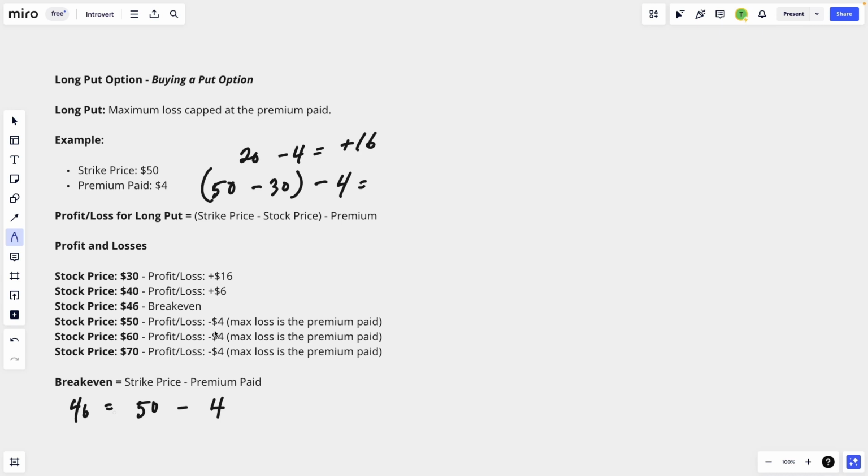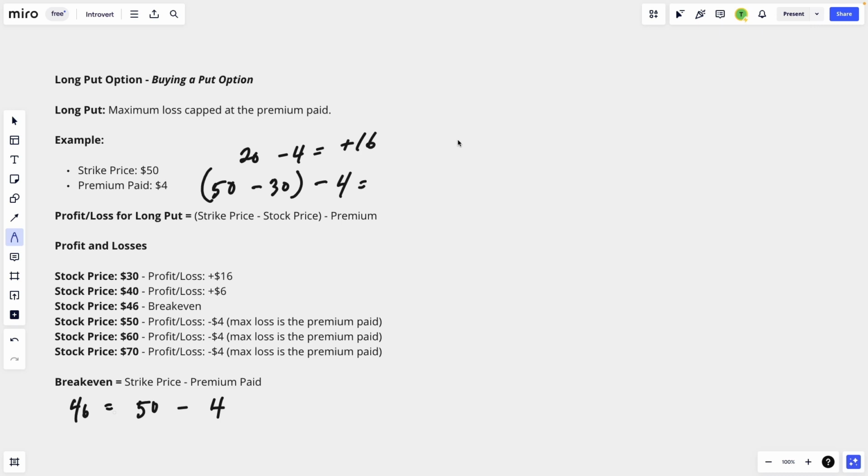If we stop and think about this, we have the right to sell at 50. If the stock price rises higher, we would not buy at 60 and then flip around and exercise our option to sell at a lower amount. So this option would expire worthless, and we would just lose the $4 of premium that we paid.